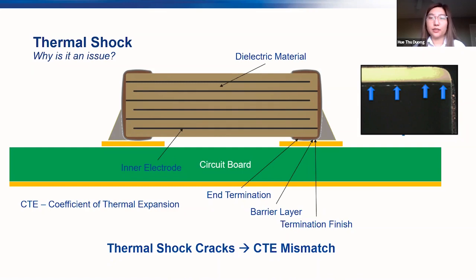Each material has its own coefficient of thermal expansion, or CTE. When the capacitor and PCB are subjected to rapid changes in temperature, these CTE mismatches can cause thermal shock cracks, which usually look like a horizontal line along the electrodes. Therefore, it's important to limit large temperature gradients in the capacitor and circuit board to avoid cracking.